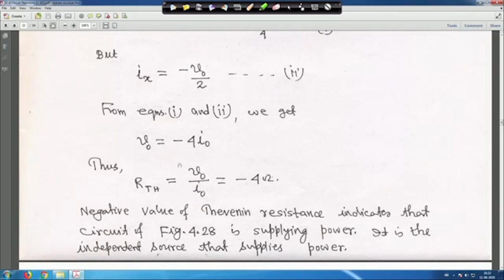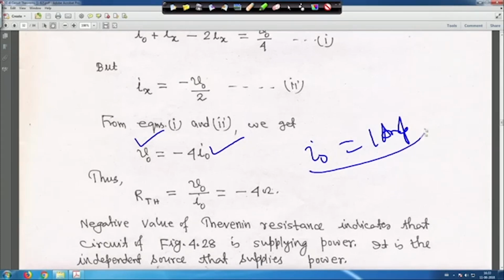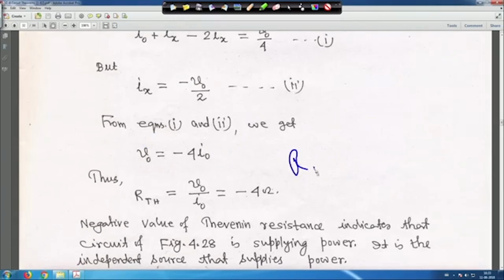If you substitute, you will get V 0 is equal to minus 4 I 0. So, I 0 we have taken as, say, 1 ampere, any value you can take, it does not matter. And directly here we have got the relation V 0 is equal to minus 4 I 0. So, no question of considering I 0 is equal to 1 ampere, no need, because R Thevenin is equal to V 0 by I 0, that is actually minus 4 ohm.